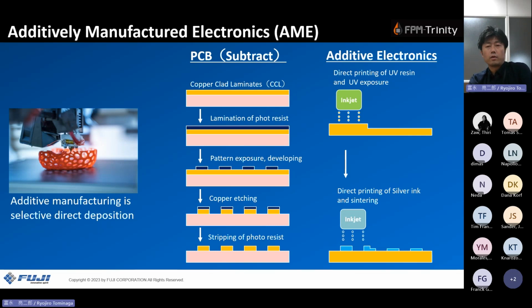But on the other hand, in the case of AME, additive electronics, we just print the dielectric material directly by the inkjet process and cure it with UV exposure. We also print the conductive material by inkjet and sinter it with a heater. So the process is very simple and very effective for reducing waste, including chemical waste.